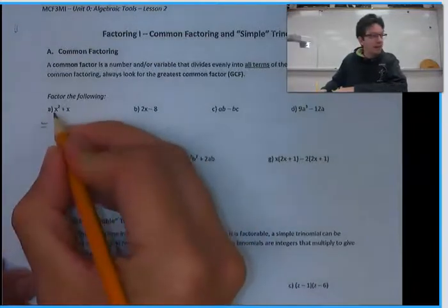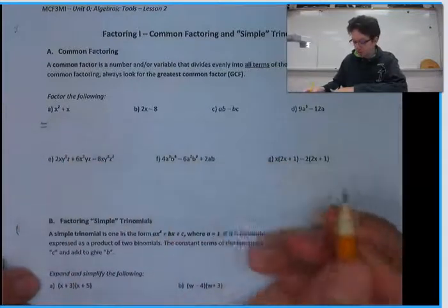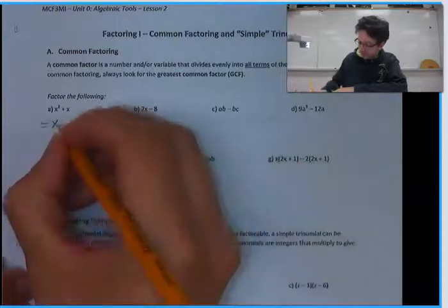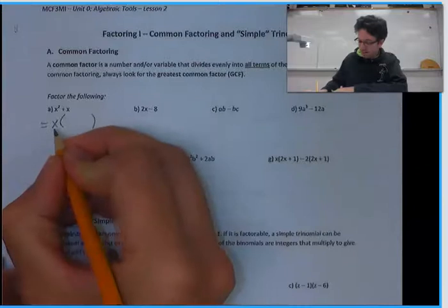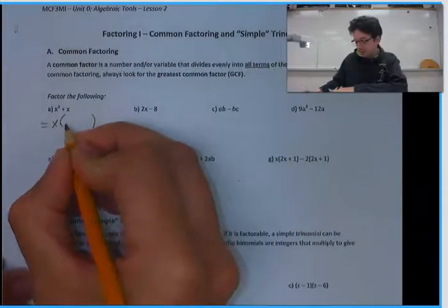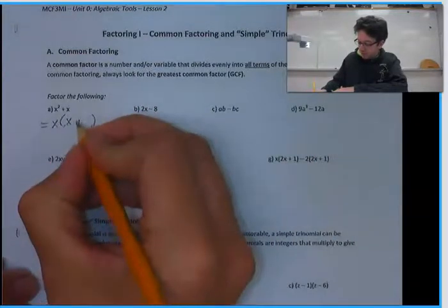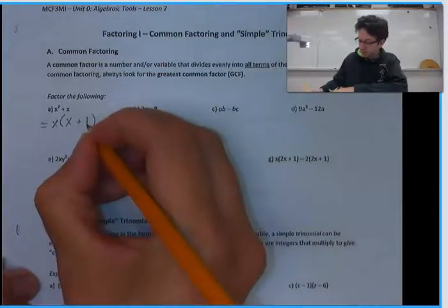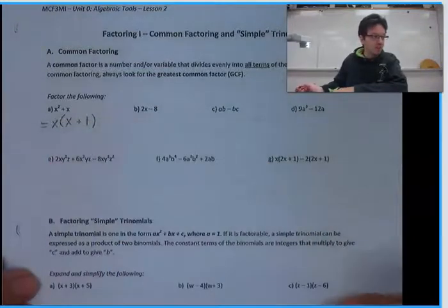So here we have x squared plus x. There's at least one x in each term. So what we can do is pull out that x and call it the greatest common factor. And then we put a bracket and ask, x times what gives us x squared? So x times x gives us x squared. And then plus, x times what gives us x? That's just 1. So this is pulling out a common factor.